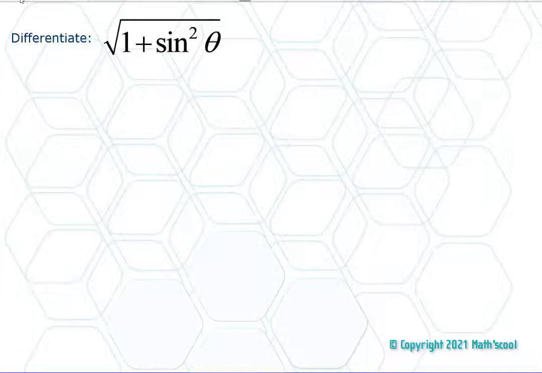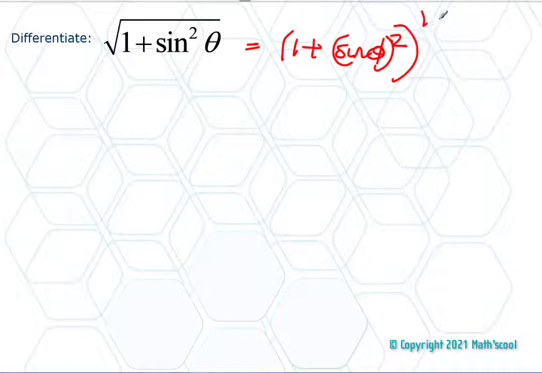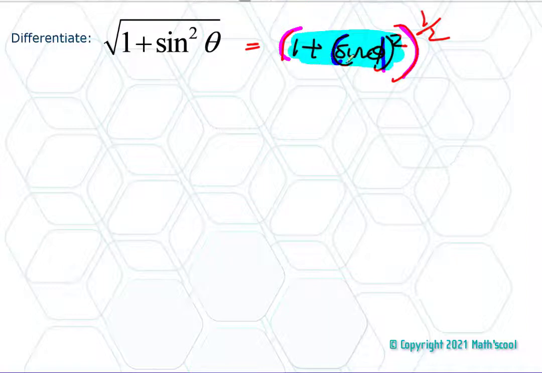It's asked me to differentiate this, so I'll just rewrite it as 1 plus sine theta squared. We know that that's what sine squared theta means, all to the power of half. And again, it's a double helping of the chain rule. So replace everything inside the big brackets with u.